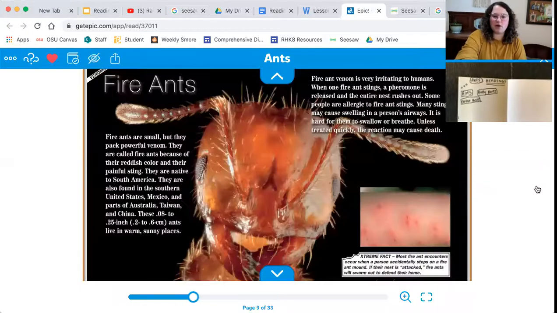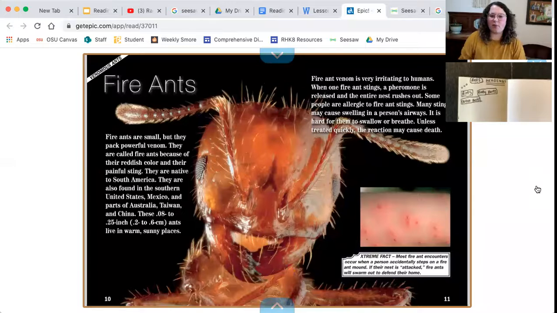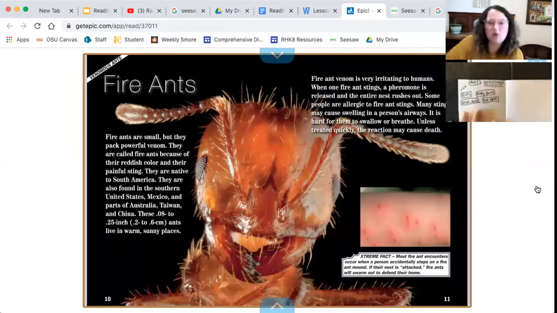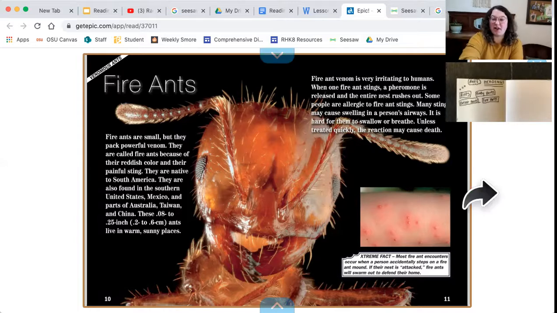Let's keep going. Ooh, what's your heading here? Point to it on your screen and write it down in your reader's notebook. Fire ants. Whoa, and that must be a picture of a fire ant. That one looks pretty scary and pretty hairy, huh? And then I noticed that there's another picture also. Did anybody else notice that?